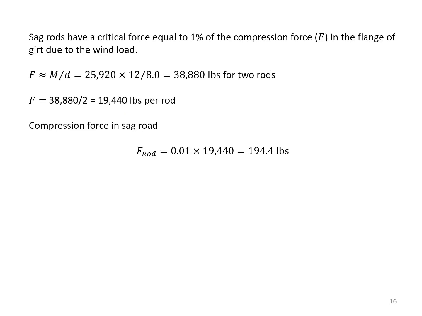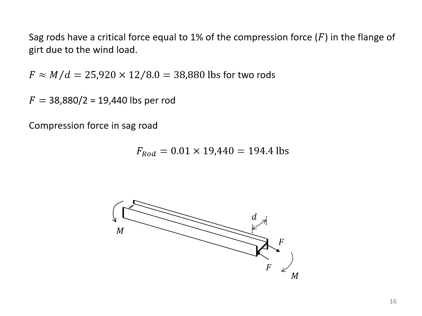Now let's look at the sag rods. The critical force in each sag rod as a compression force is 1% of the compression force in the flange of the girth due to wind load. So we'll demonstrate that here. The easiest way to find this compression force is to resolve the moment into a couple, into two forces, a tension and compression, using this approximate equation, moment divided by d. d is the depth of the cross section of the girth, which is 8 inches. It's W8x18, so it's 8 inches.